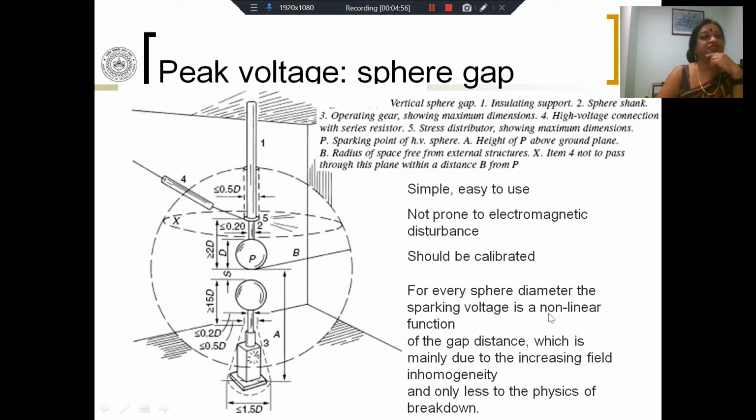For every spherical diameter, the sparking voltage is a nonlinear function of the gap distance, because as the gap distance increases for a given radii, the field inhomogeneity increases. So you're not working with the same Schwaiger factor for the field, and therefore just increasing the distance will not increase the breakdown voltage linearly. It will be a nonlinear measurement, and this is pretty explicable from the physics of breakdown.